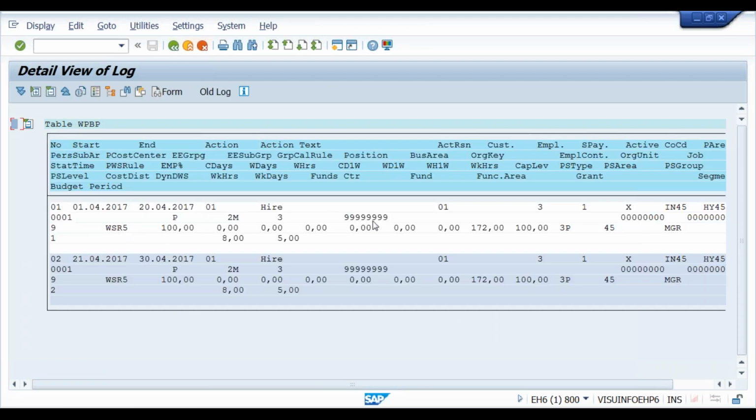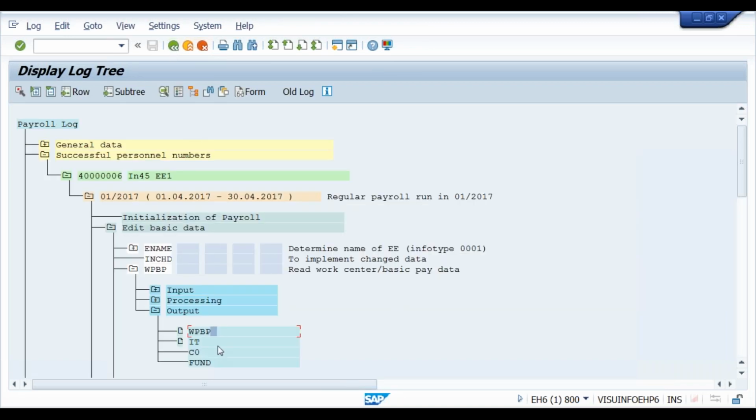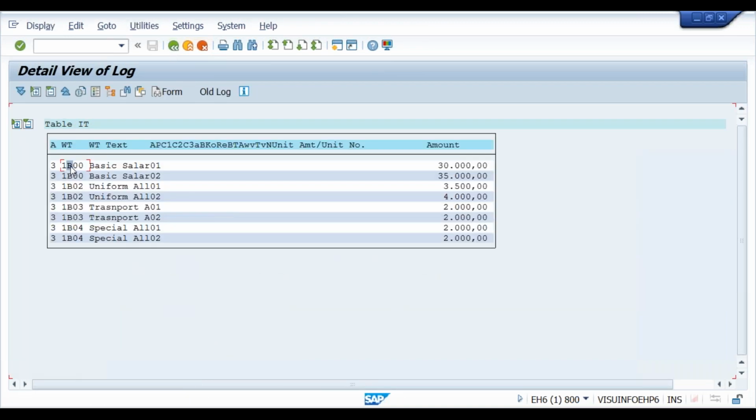Let's say I have a different personal area here and a different personal area here. Let's say here I have Hyderabad and here I have Bangalore. Now I'm writing the rule for the wage type 1B00. In that rule I say if my personal area is equal to this, apply this formula. If the personal area is equal to this, apply this formula.